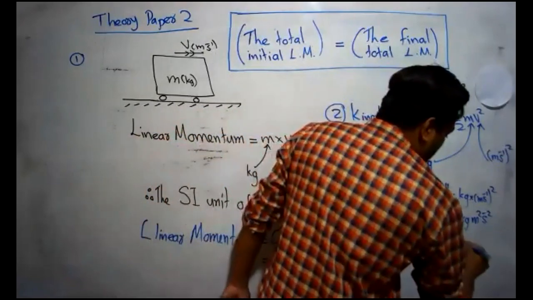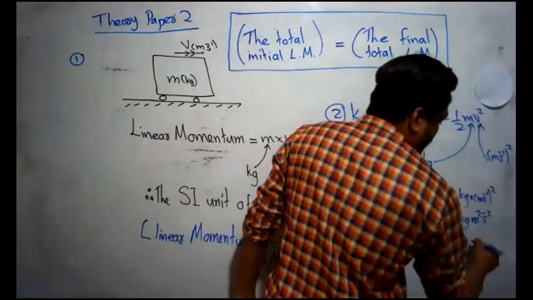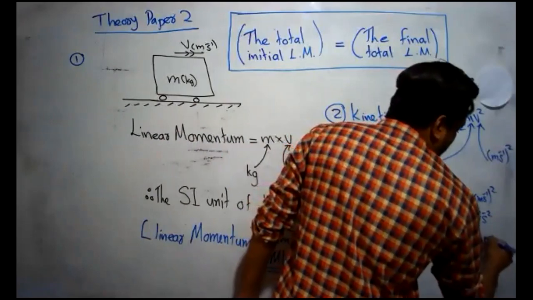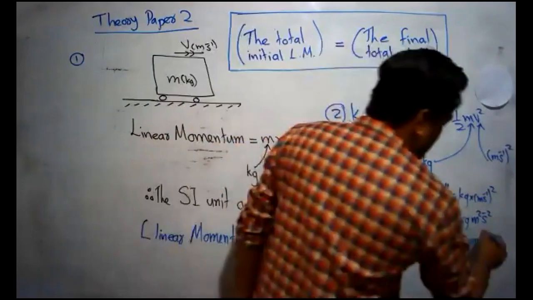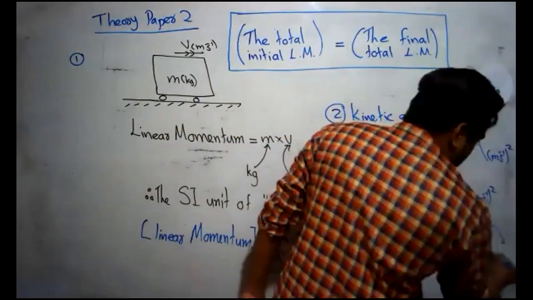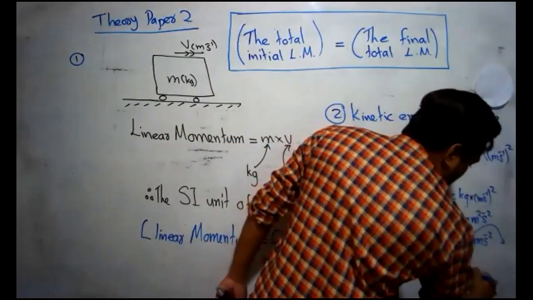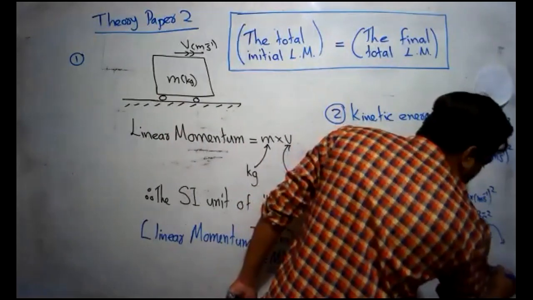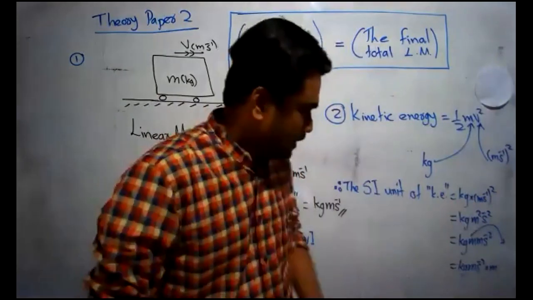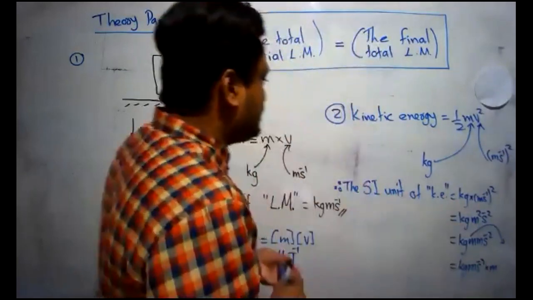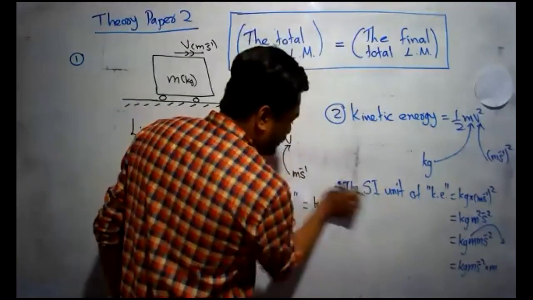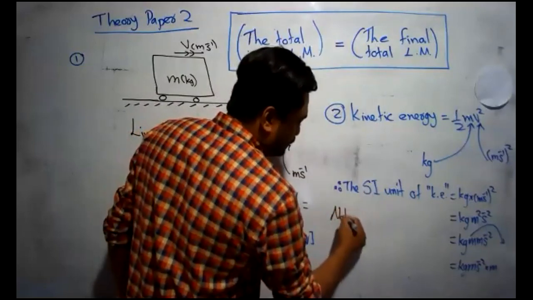Look at board here. I can write kg. M square can be written as m into m. Let me take one of the m terms to this side. Then I'll get kg ms minus 2 into m. No difference. M into m, m square. But what is kg ms minus 2, dear?